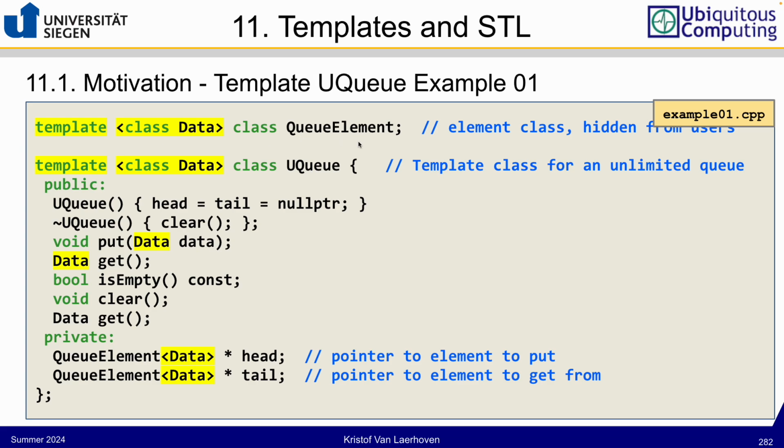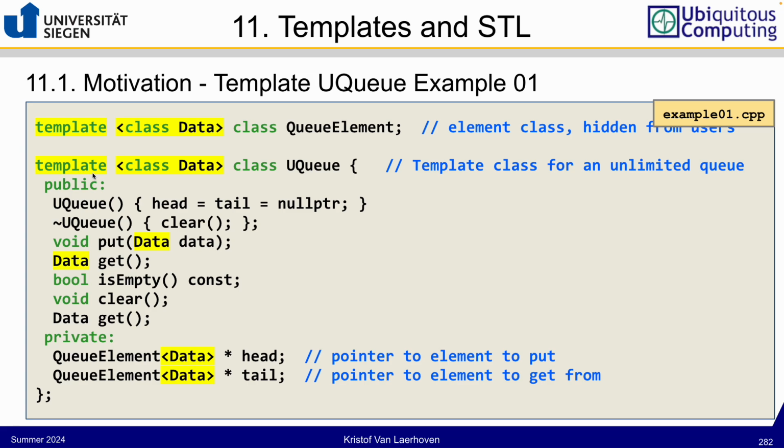One is the element, which, as I explained last time, we want to keep hidden. It doesn't matter whether this class over here is visible or not. What users want to see is this uqueue, not this queue element. This is a helper class for our unlimited queue. However, in this case, as in the previous one, we just have to declare first that we're using it, but later we're going to do that somewhere where it's tucked away, where the user doesn't see it at first sight. And then our unlimited queue uses exactly the same notation as we had before.